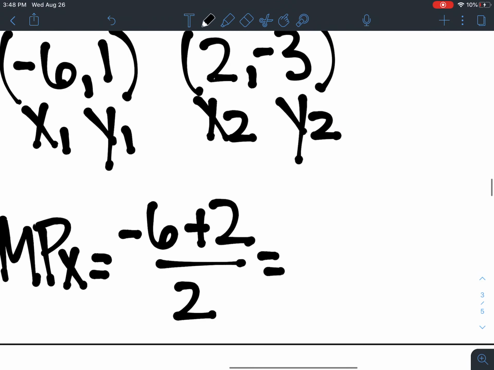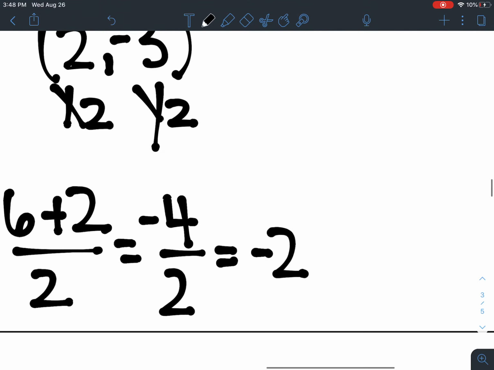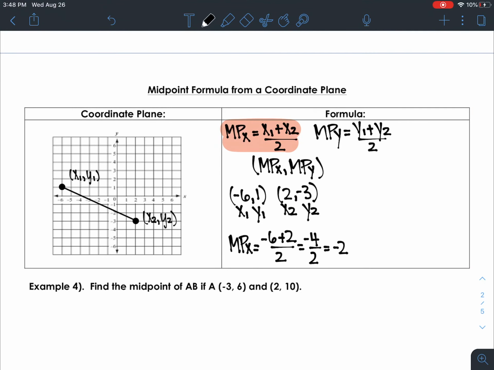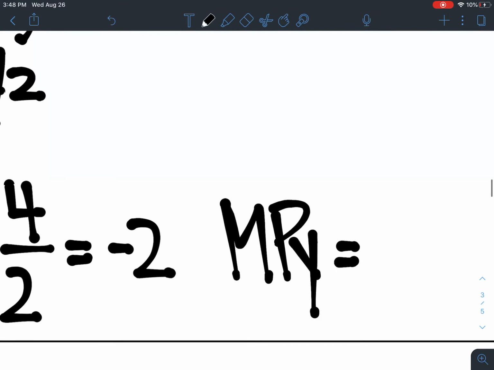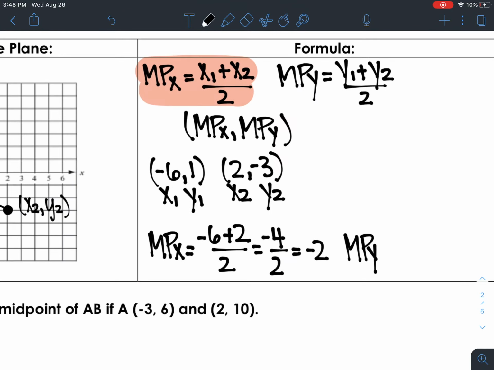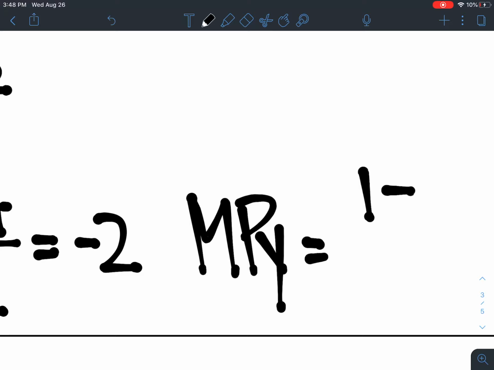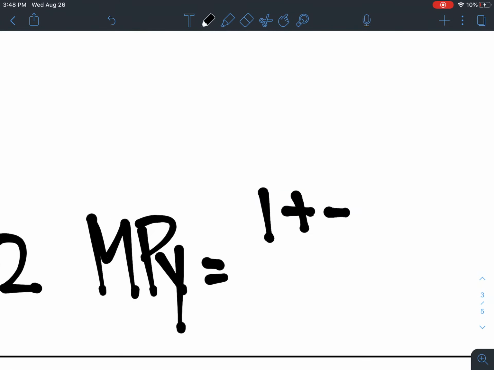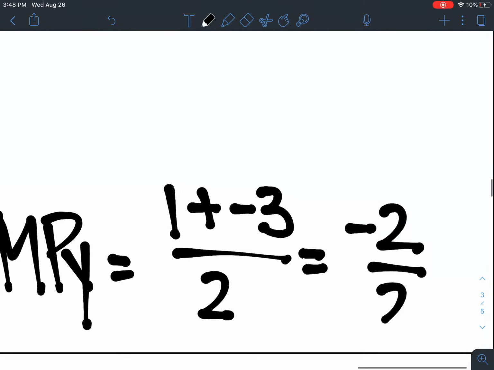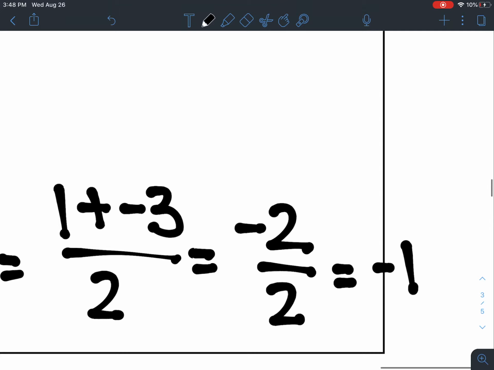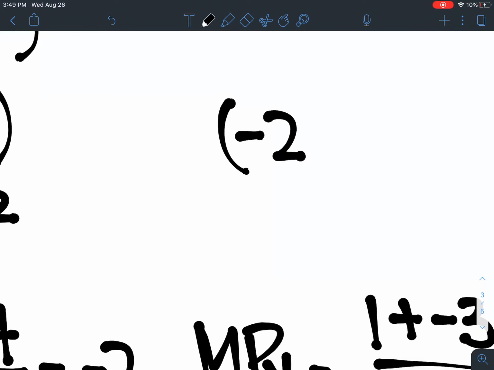And then let's simplify that. Negative 6 plus 2 is negative 4 divided by 2, which gives me negative 2. Now let's do the same thing for my MPY. All right, so I have MPY is equal to my y1, which is 1, plus my y2, which is negative 3, divided by 2. I'm going to get negative 2 divided by 2, which gives me negative 1, which means that my final answer for this is negative 2, comma, negative 1.